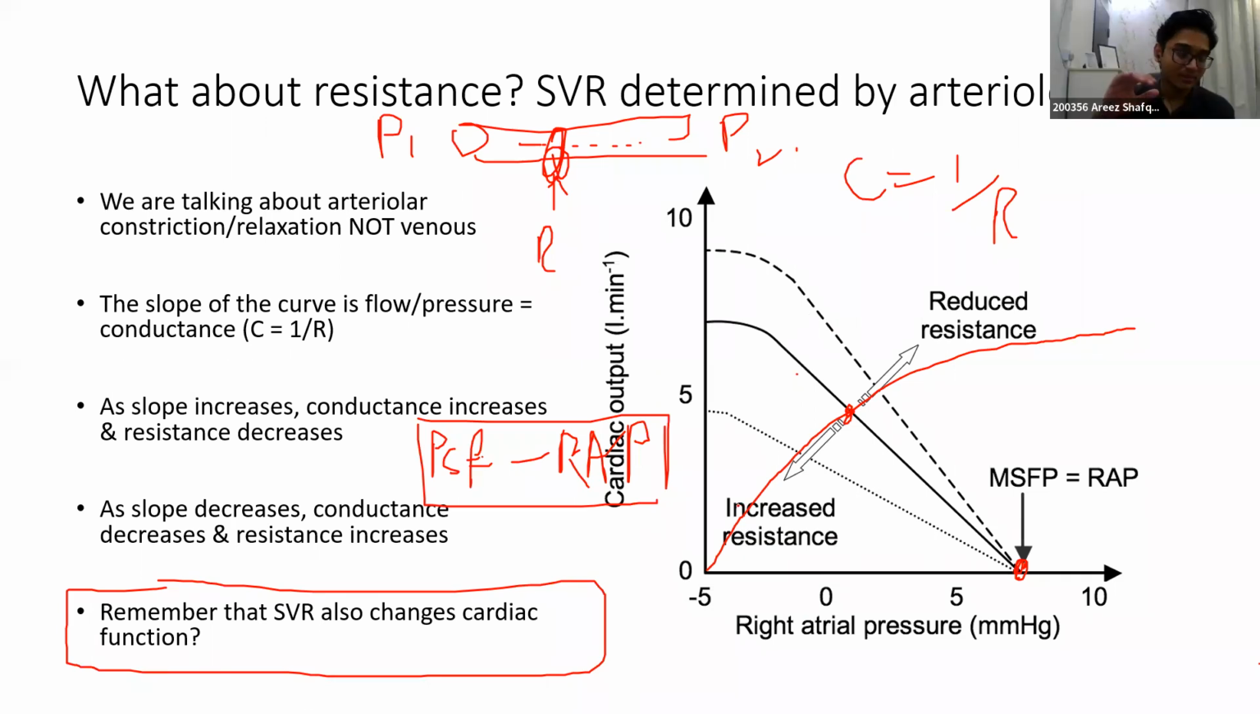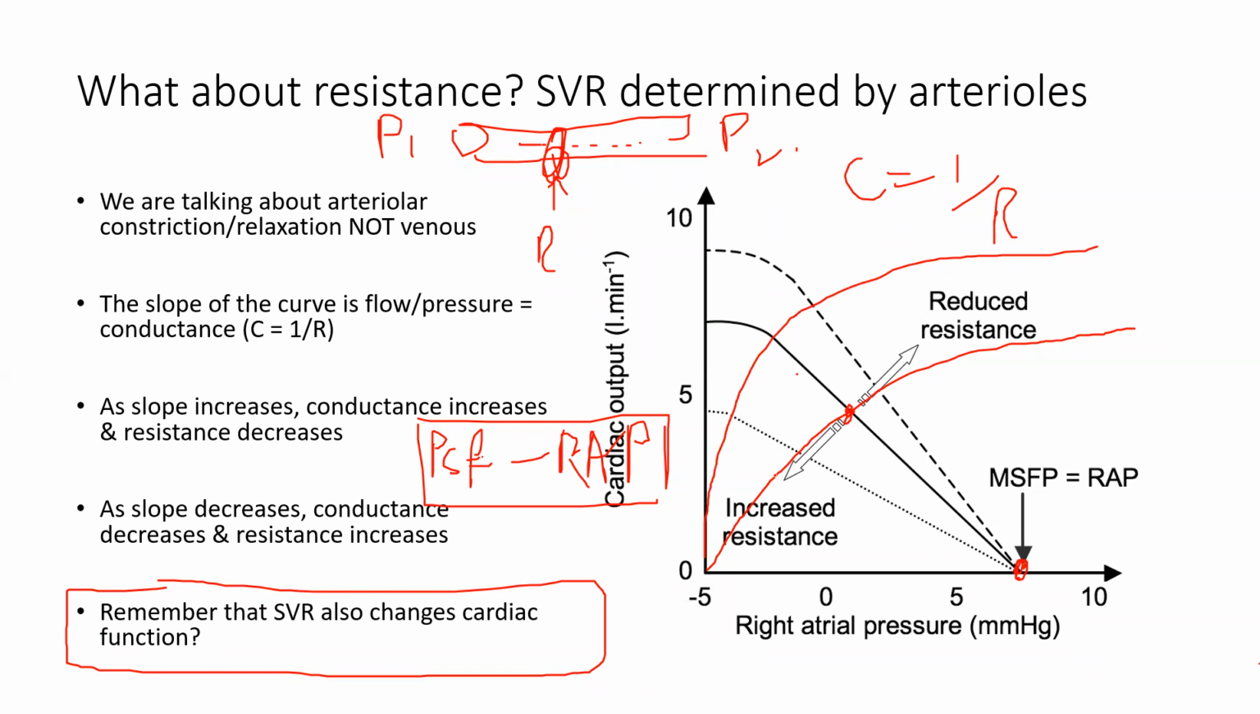Okay, so if I vasodilate, what happens to the afterload? Decreases. If the afterload decreases, that means I shift the cardiac function curve this way, right? Wait, how does vasodilation decrease the afterload? I mean the preload. Vasodilation increases the preload, so more blood is coming back to the heart, but it also shifts the cardiac function curve.